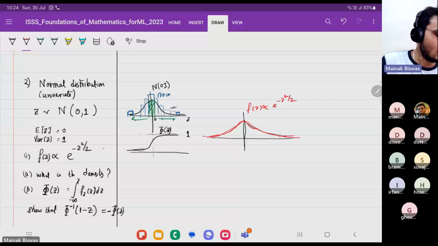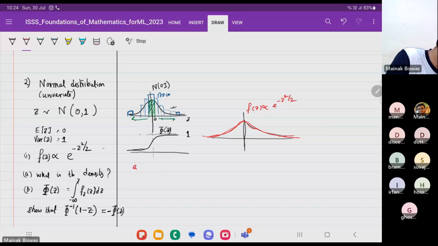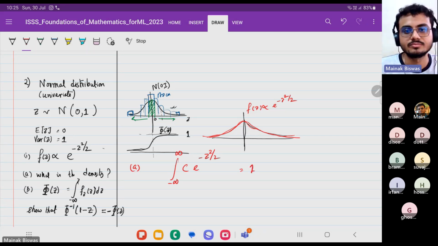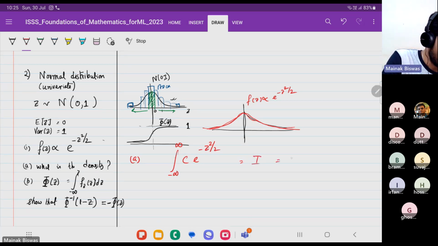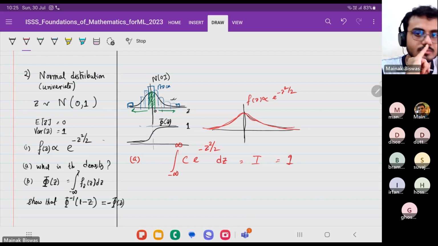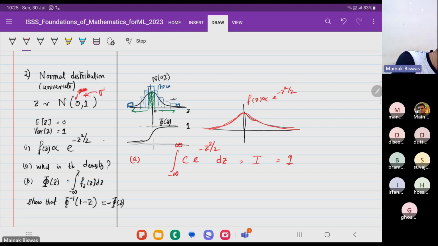Now you tell me, how do I find the normalizing factor of this curve? What is the density? How do I find c, where c e to the power minus z square by 2 from minus infinity to infinity equals 1? Can you tell me? Let's write it as I equal to what? Any idea? Here, remember, this is the mean and this is the standard deviation square, or the variance. We'll see more details of this in some time.